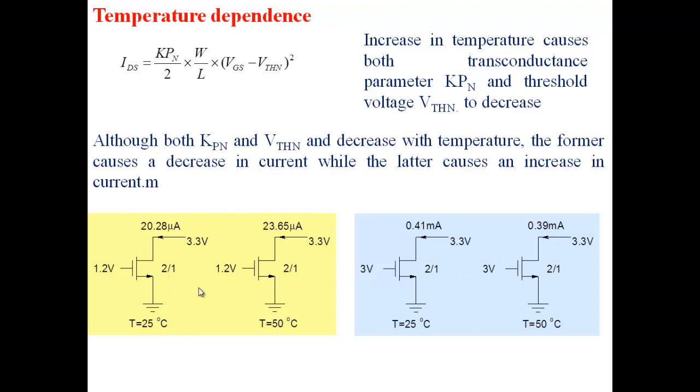So what I'm trying to illustrate is that when you go towards lower bias, when the bias voltage VGS becomes smaller and closer to VTHN, at that particular point this term may be more important. VGS minus VTHN. See, if VGS becomes very close to VTHN, then any change in VTHN will have a strong impact on IDS, right? And KPN always has a similar impact. While when VGS is much larger than VTHN, even if this changes with temperature, VGS minus VTHN may not change that much.